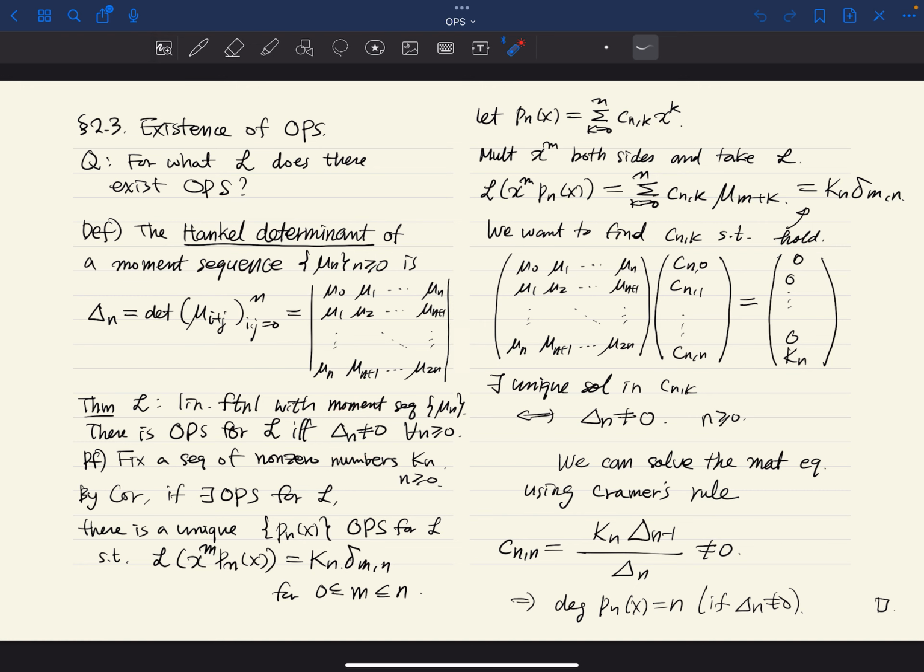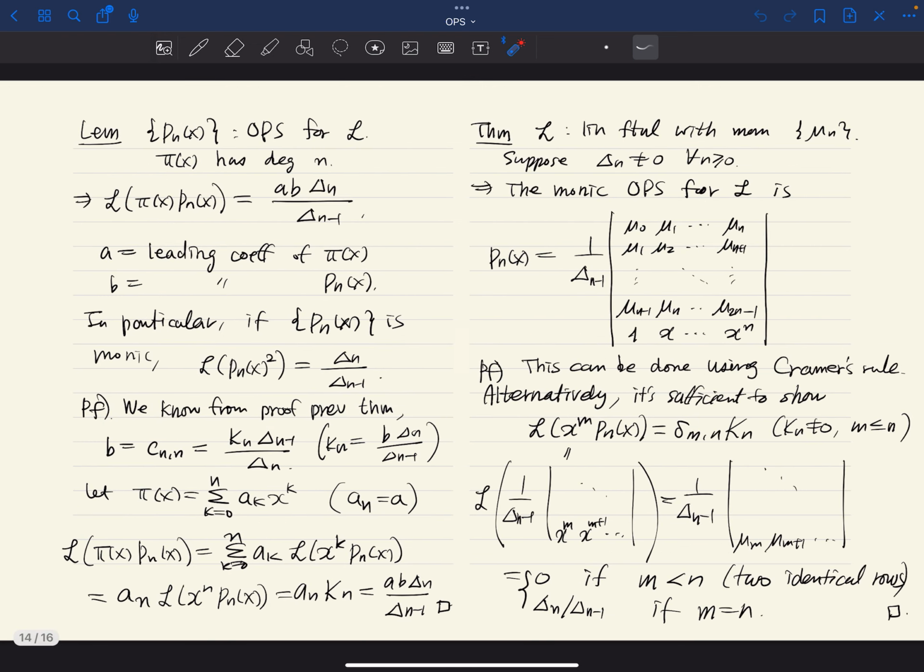And we proved this. When we have monic orthogonal polynomials, then we know how to compute the linear functional applied to the square of the polynomial in terms of Hankel determinants like this. We can also write down the monic orthogonal polynomials explicitly using a Hankel-like determinant, where the last row has x's in it.